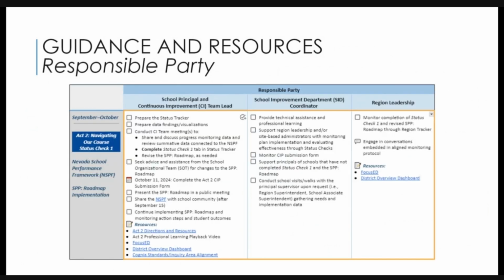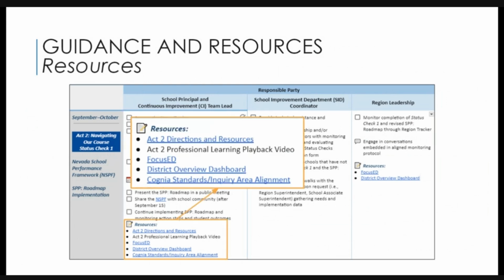So right now we're going to focus on the section of the document titled Responsible Party. Notice that the principal and the CI team lead, the school improvement department, and region leadership all have responsibilities throughout the continuous improvement process. The paper pencil icon throughout this document leads to additional resources for each CIP act. You can click the links to access the resources listed. And we are going to take a little closer look at these resources for Act 2 in just a few minutes.